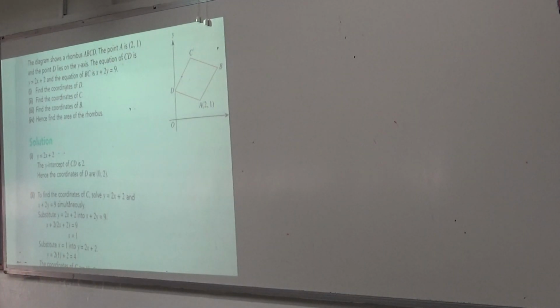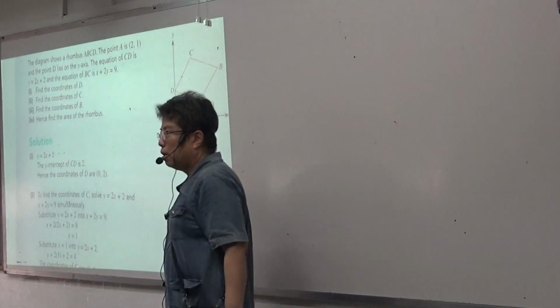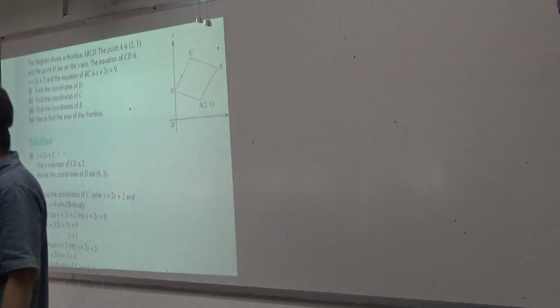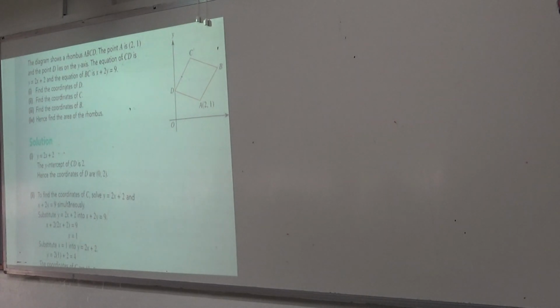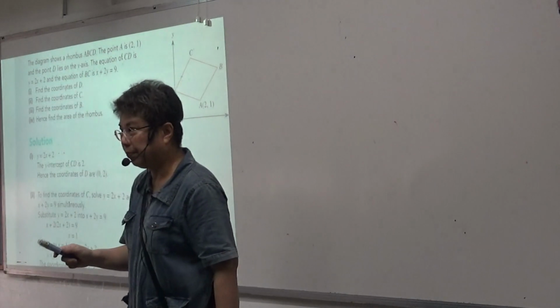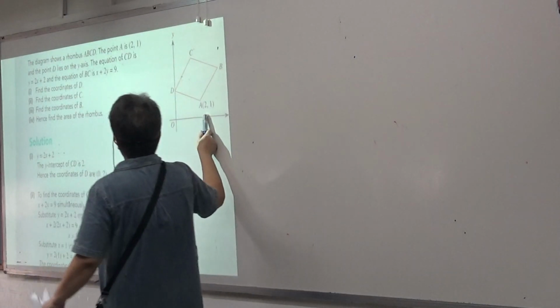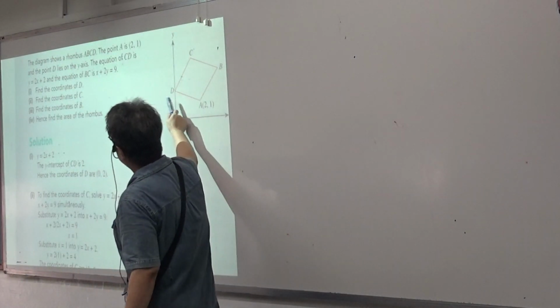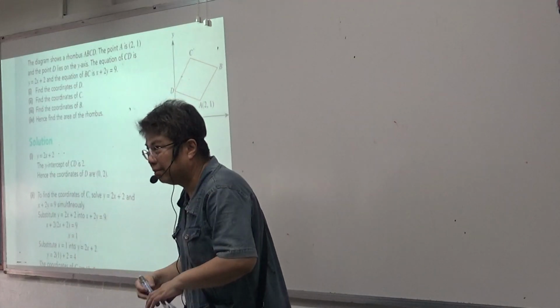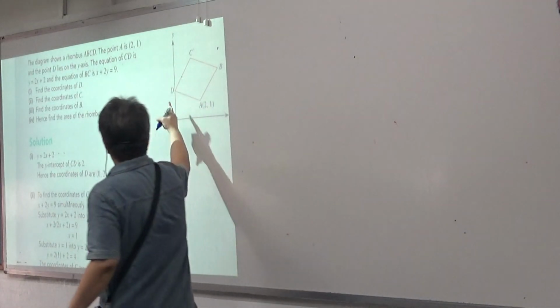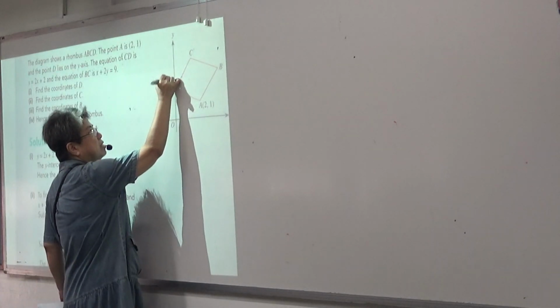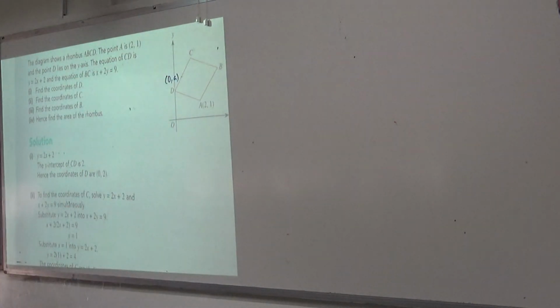Sit properly. The diagram shows a rhombus ABCD. What's a rhombus? It's a parallelogram with 4 sides all equal. Understand? Okay. The point A is (2, 1) and the point B lies on the y-axis. Now, if it lies on the y-axis, it must be 0A, right? You must have that in your brain, because the x-coordinate is 0.